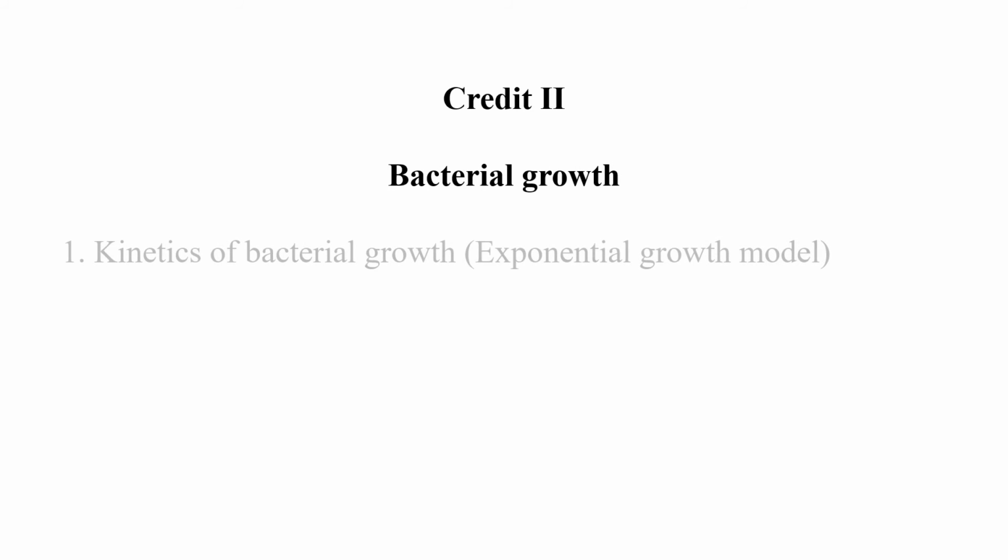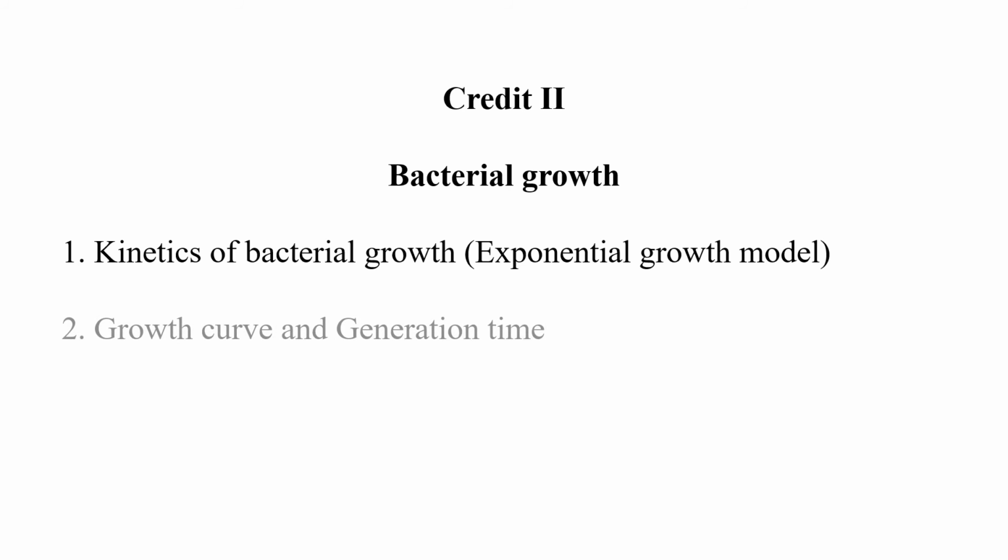Now, let's overlook Credit 2. Credit 2 includes bacterial growth. Within that we have to study the exponential growth model, that is the kinetics of bacterial growth. Second one is the growth curve. The growth curve includes different phases like lag phase, log phase, stationary phase and death phase, and the generation time. Generation time means the time required for the bacterial cell to double.